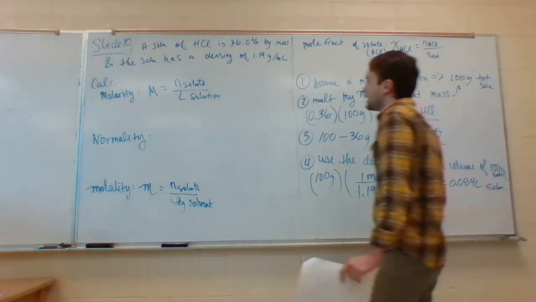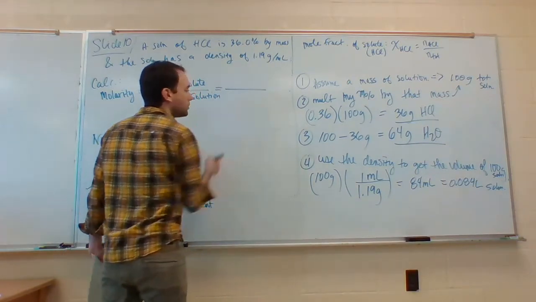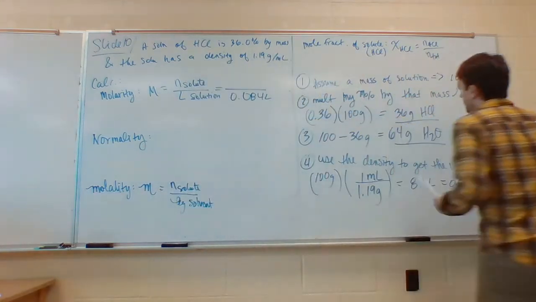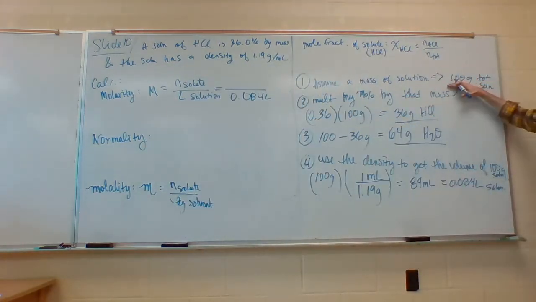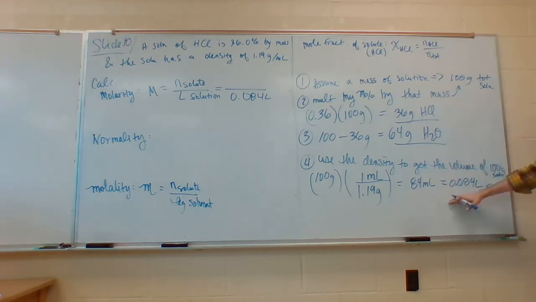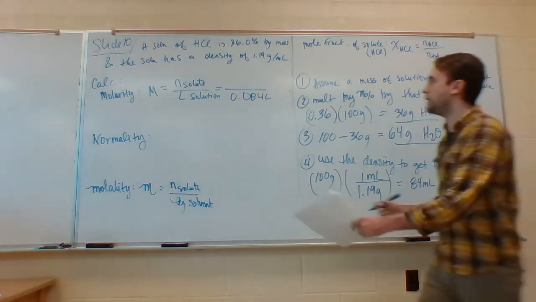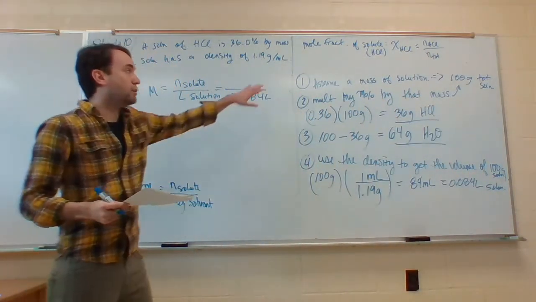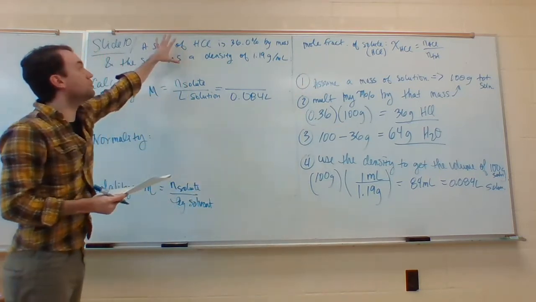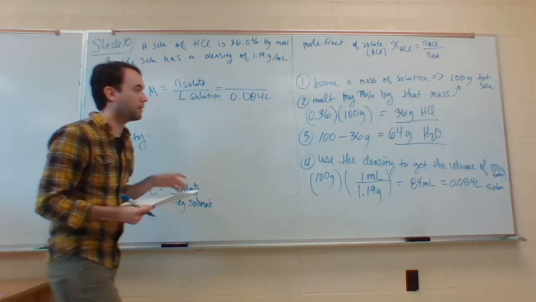Now, that allows us to get our liters of solution. So that was what went on the bottom, so we have 0.084 liters. Again, we're doing all of this assuming that we have 100 grams of solution. We found that we had 36 grams of HCl, and we found that we had 64 grams of water, and for that particular amount, we had 0.084 liters. All right? So, again, you're using an assumed mass to calculate properties in that solution using what you know about that solution.